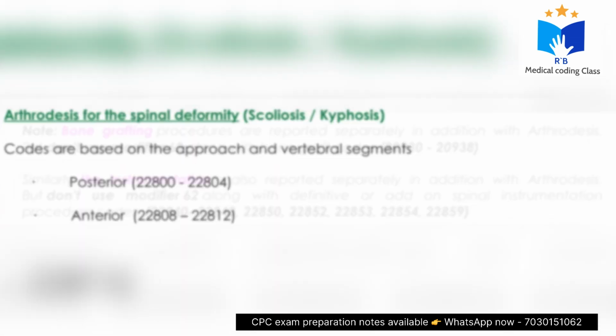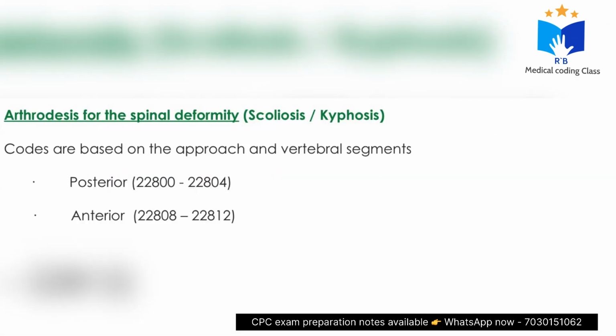Then next point, that is arthrodesis for spinal deformity, scoliosis or kyphosis. Codes are based on approach and vertebral segment, like posterior and anterior. Posterior code range is between 22800 to 22804 and anterior code range is between 22808 to 22812.